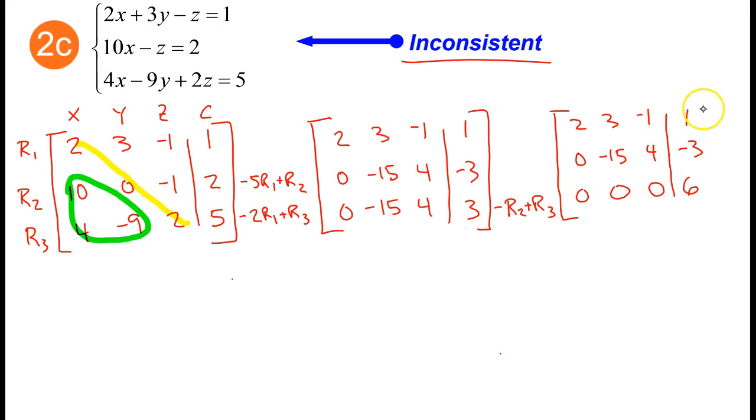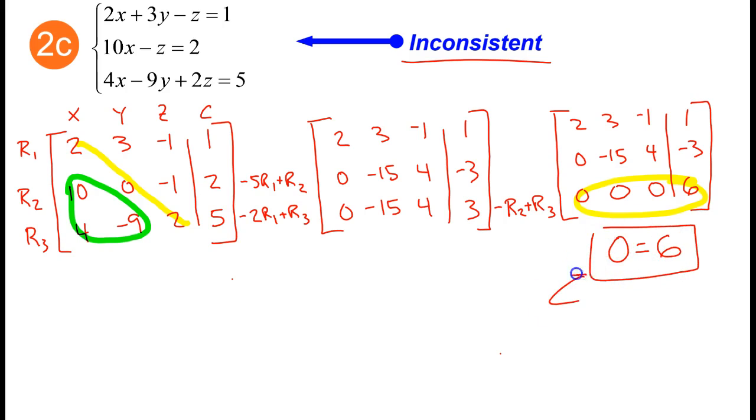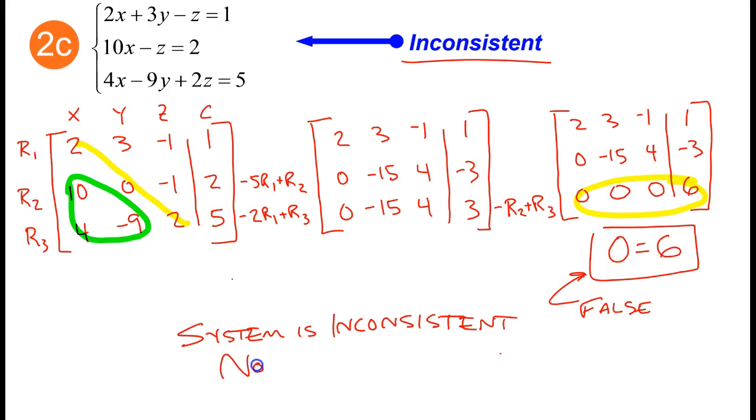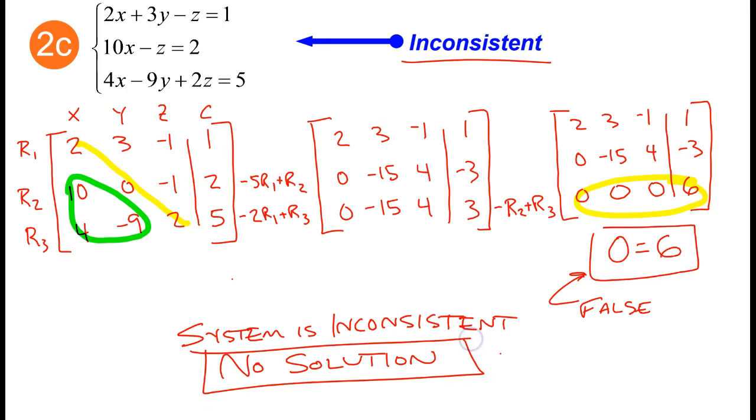And there is our inconsistency problem. Right here in this bottom row we have the following statement: 0 equals 6. Folks, the last time I checked that was false, which is an indication that the system is inconsistent and we have no solution. And again, that one was pretty quick to get to.